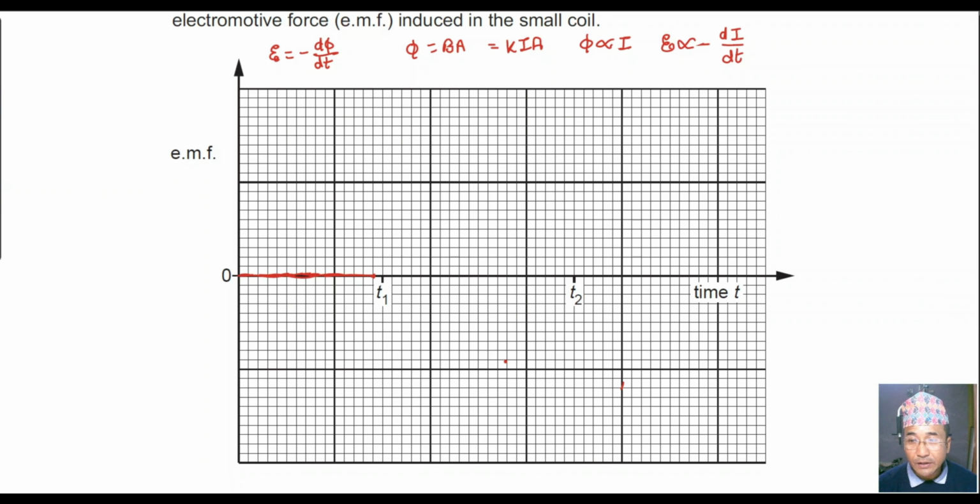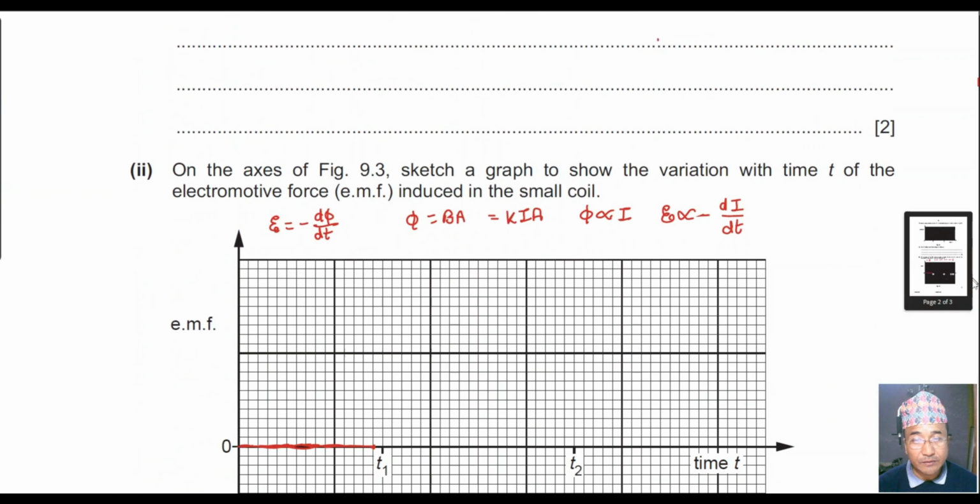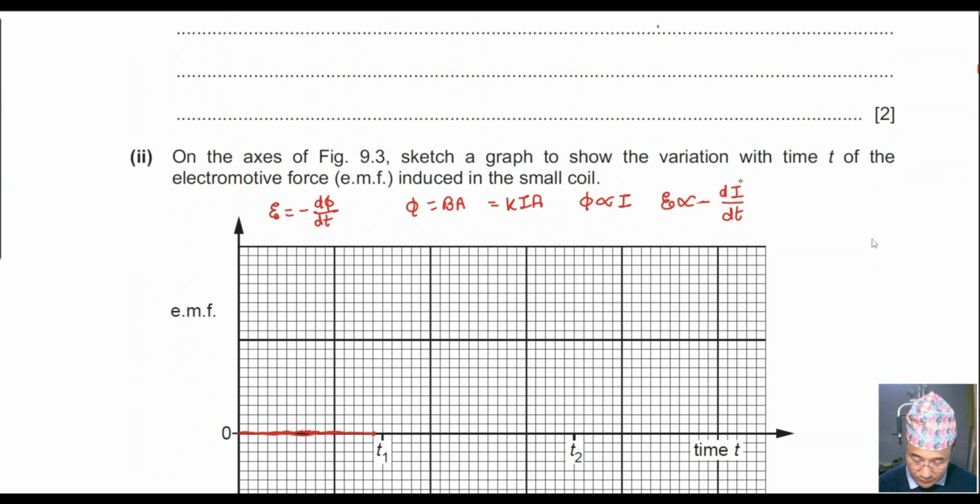Now again, from here to here, we have again a constant value of I. So if I is constant, the value of E should be 0. So again here also it should be 0. So from here, I can use 0.